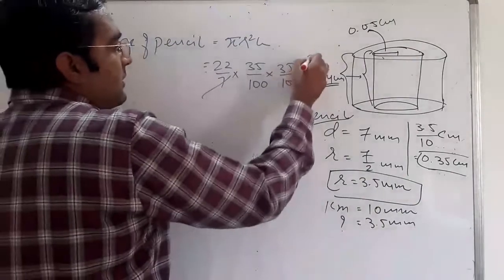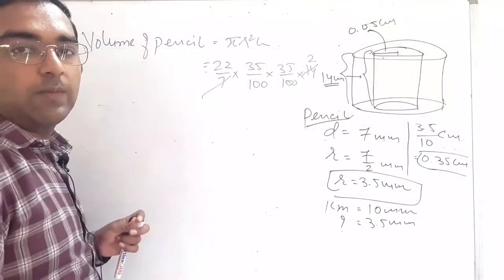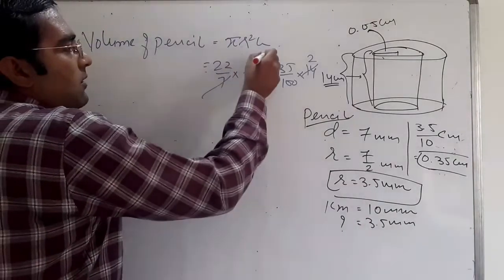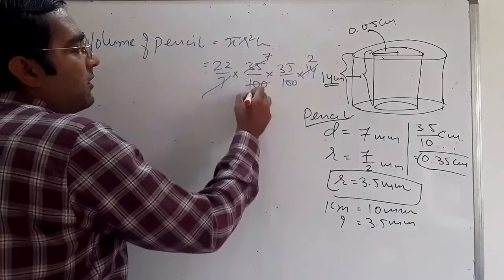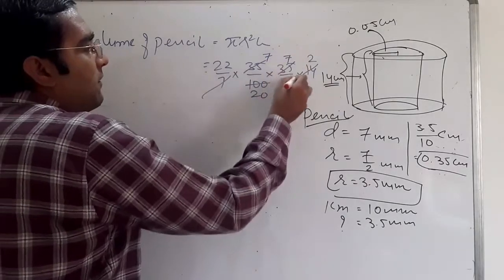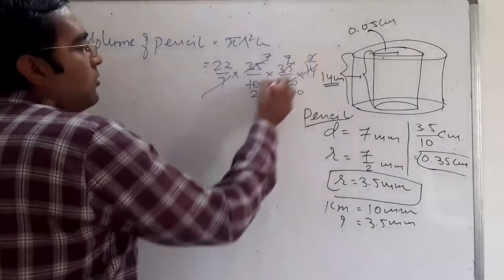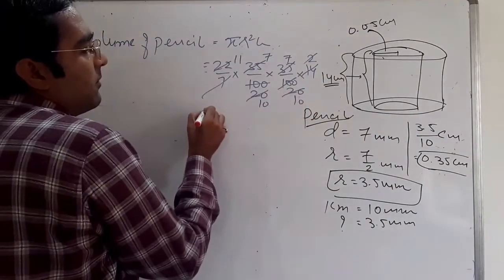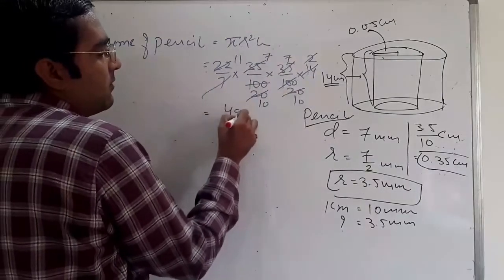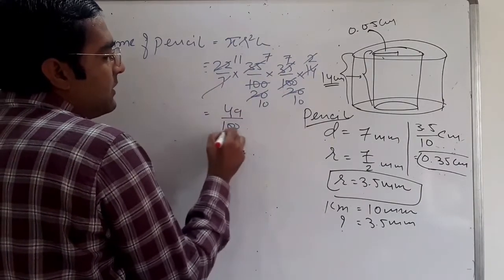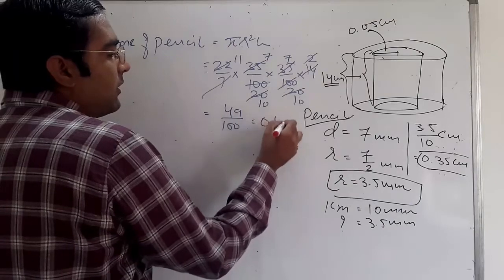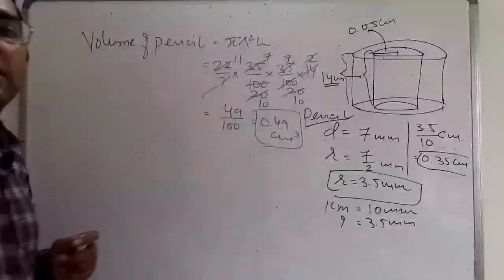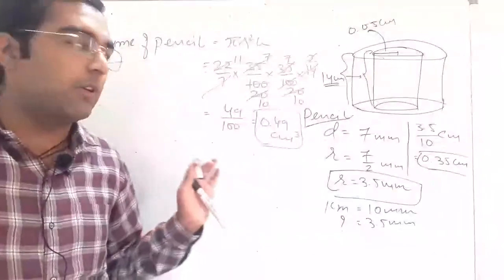Now 7 ones are 7, 7 twos are 14, cancel out. 5 sevens are 35, 5 twenties are 100, 2 tens are 20 and 2 elevens are 22. So my answer is 7 sevens are 49 by 100. So my volume is 0.49 centimeter cube. That is my volume of the pencil.